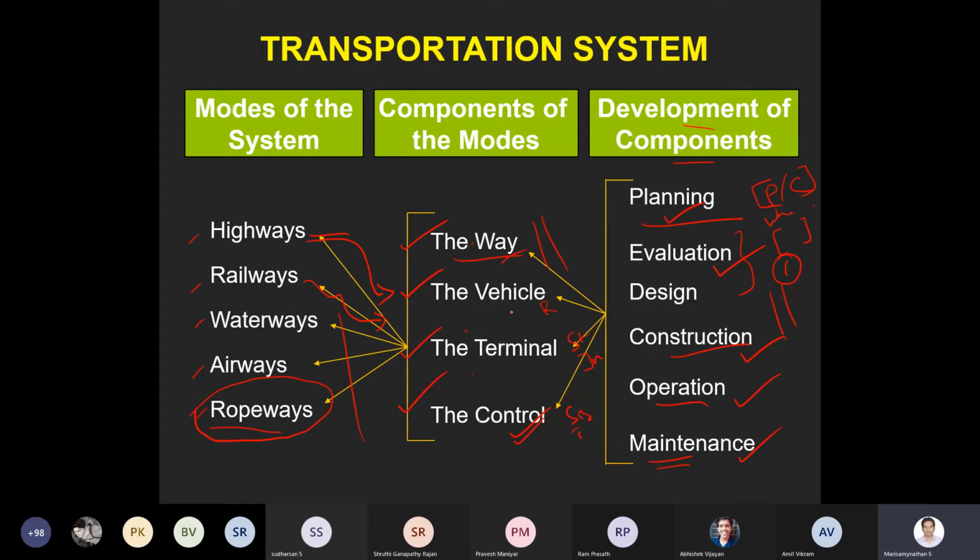The same happens for the vehicle, terminal and control for the highways, railways, and the individual modes. It is a kind of chain reaction, everything connected together: the mode, components, and the development of the components. When we provide all of this together in the perfect manner, that is considered a transportation system. So this is a brief introduction about transportation engineering and the transportation system.